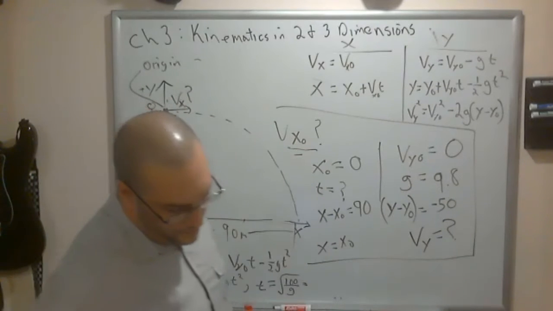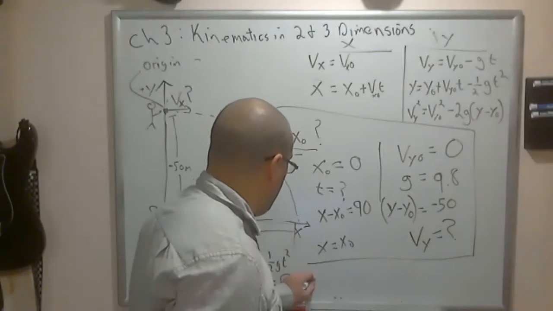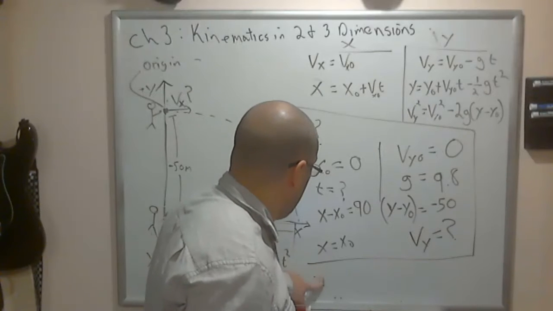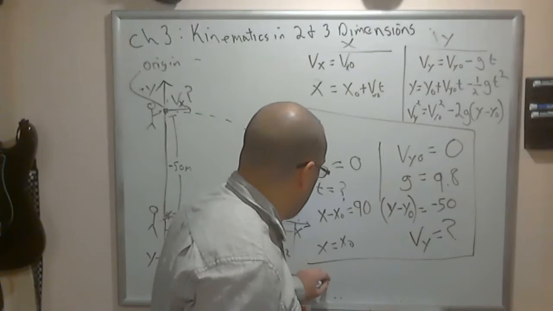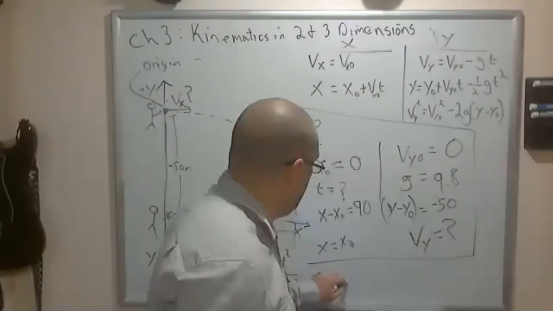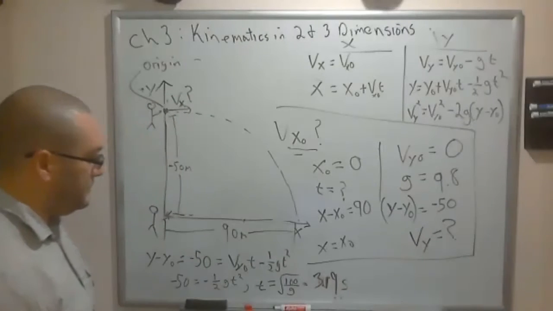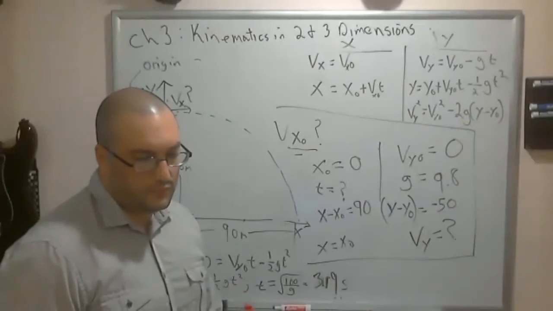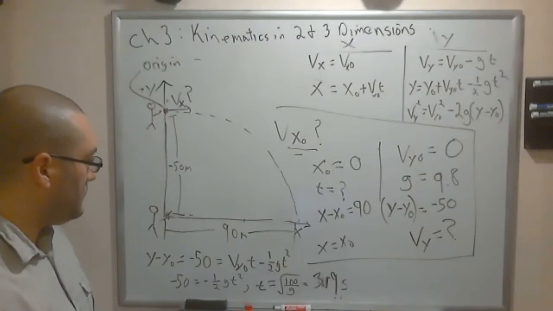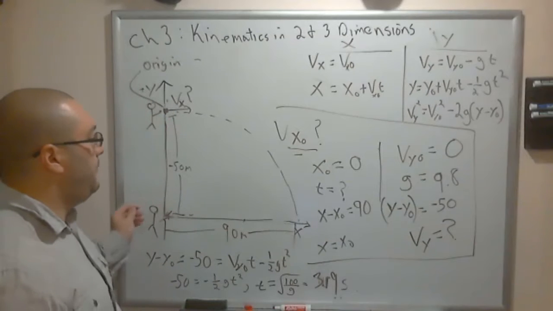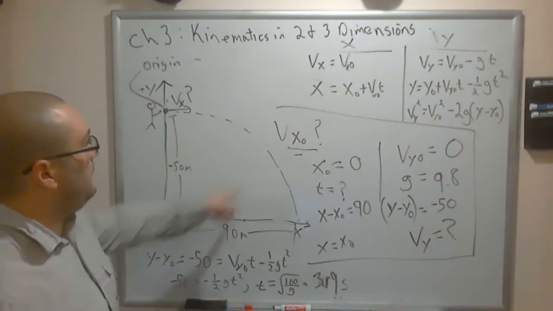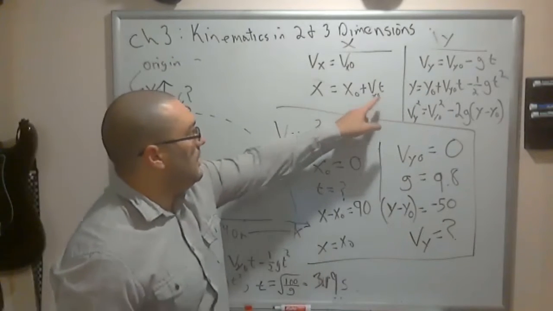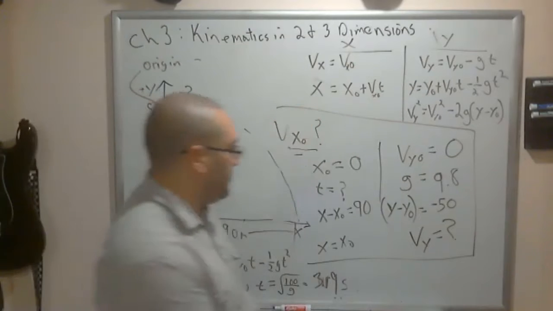And this time ends up coming out to be 3.19 seconds. So this is the time it takes to fall. Now we have to plug this time into here and calculate the distance it travels.